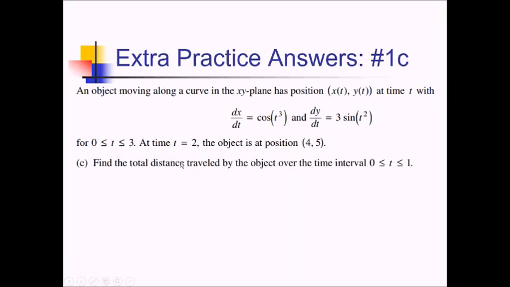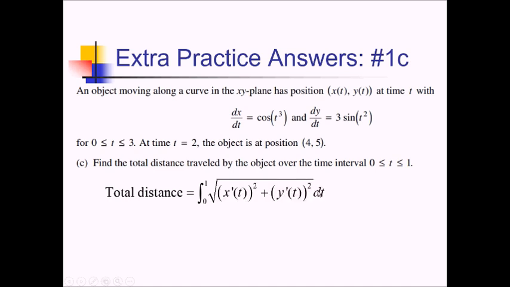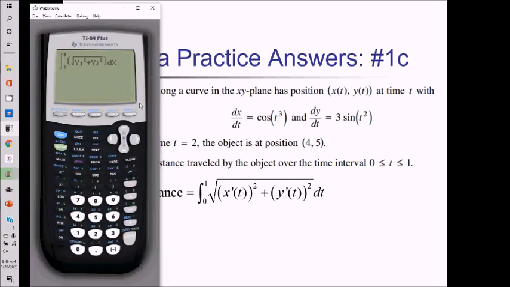For part C, I want the total distance traveled by the object from 0 to 1 for the time. So for this, I essentially just need to integrate speed over the interval 0 to 1. So I have the integral from 0 to 1 of square root of x prime of t squared plus y prime of t squared, all of that with a dt after. Back to the calculator. Here's the setup for that integral on my calculator, 0 to 1. And then we just have y1 squared plus y2 squared inside that square root, dx. Enter. Comes out to about 1.458.